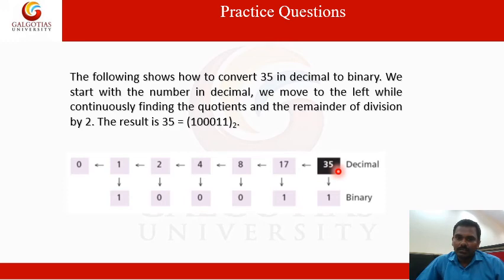So it's very simple. We just have to divide the decimal number by 2, that is the base of the binary number, and we keep on writing the remainders at the bottom.